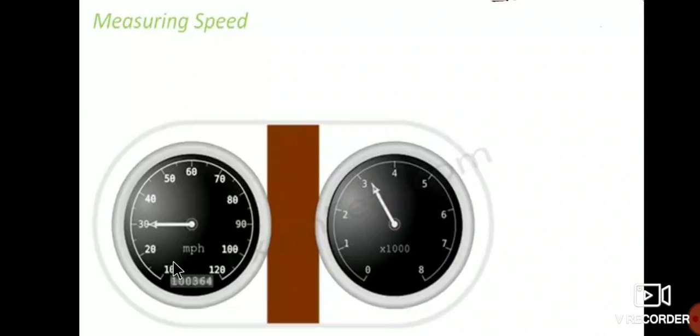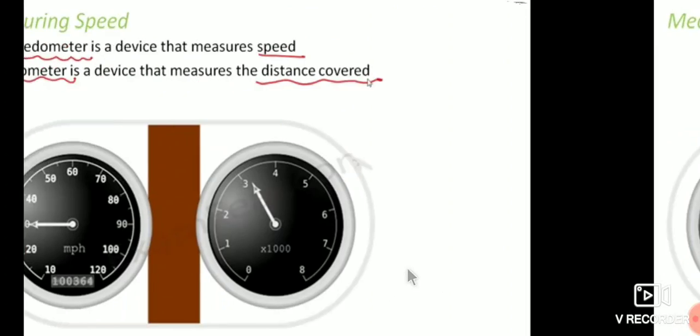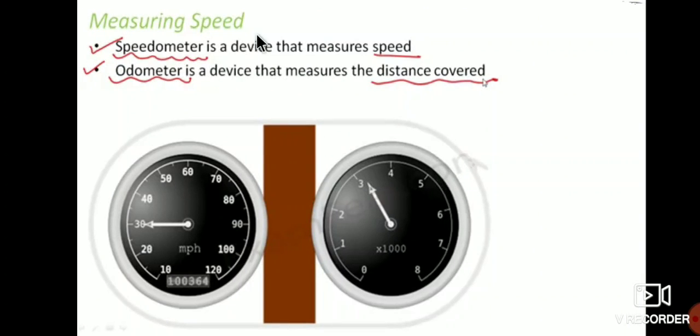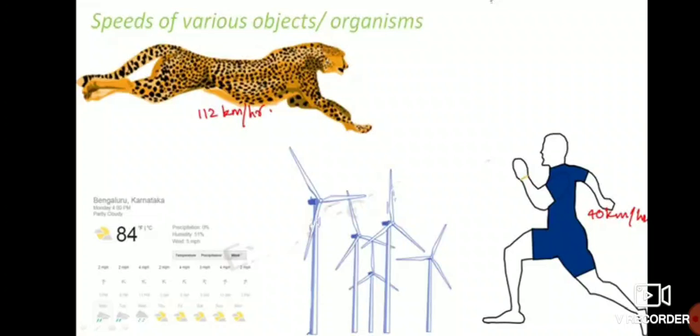So this is called the speedometer and this one is called the odometer. Here the speed is indicated per hour, and this indicates how much distance the vehicle has covered. Speedometer is a device that measures speed, and odometer is a device that measures the distance covered. So the speedometer measures the speed and the odometer measures the distance covered, and it keeps measuring how much distance has been covered.